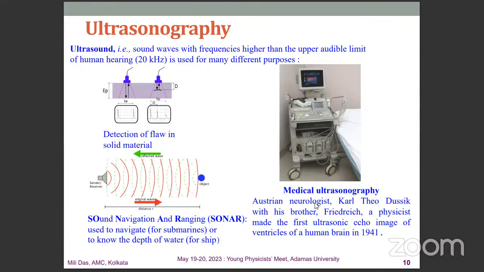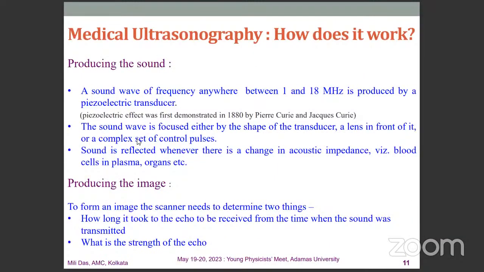Now, in medical ultrasonography, Austrian neurologist Karl Dussik, with his brother Friedrich, a physicist, made the first ultrasonic echo image of the ventricles of a human brain in 1941. This technique, ultrasonography, is also used in the detection of flaws in solid material, and to navigate or measure the depth of water, we can also use this.